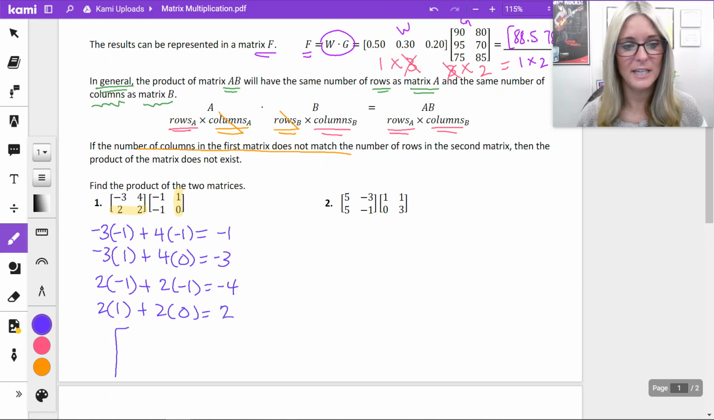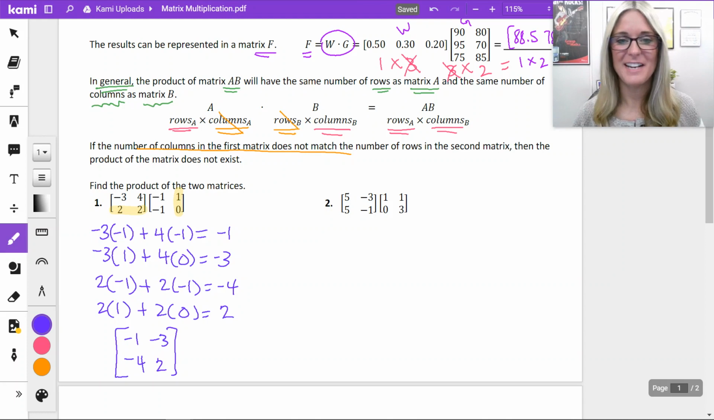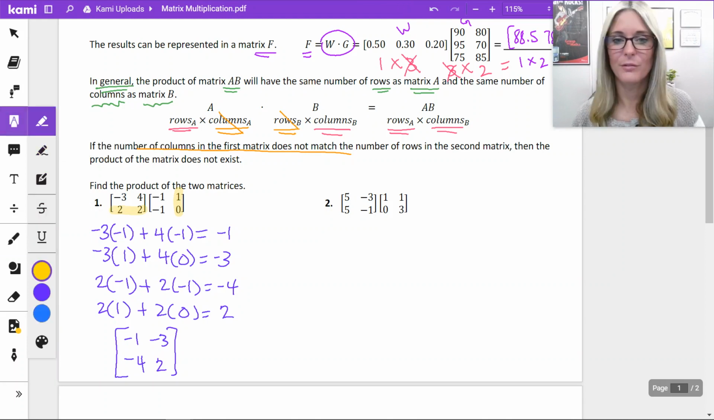So our final answer, we got -1, first row, first column. We got -3, first row, second column goes over here. Then we got -4 and 2. Final answer. So a little tricky. Take your time and practice. Let's try number 2. First row, first column.